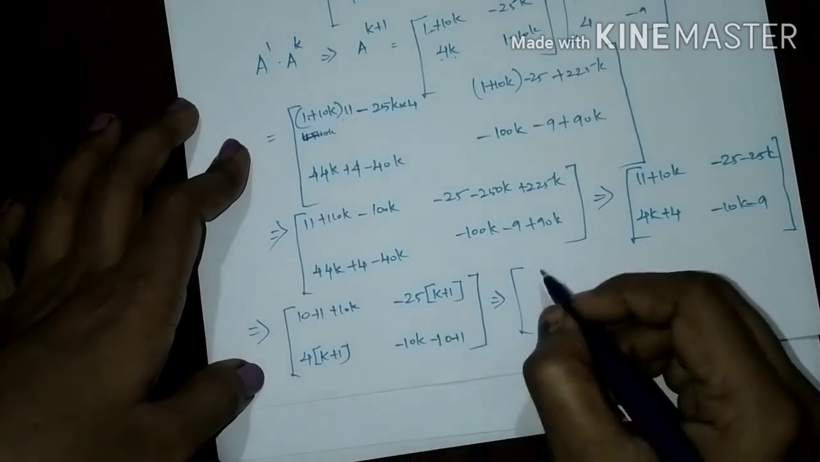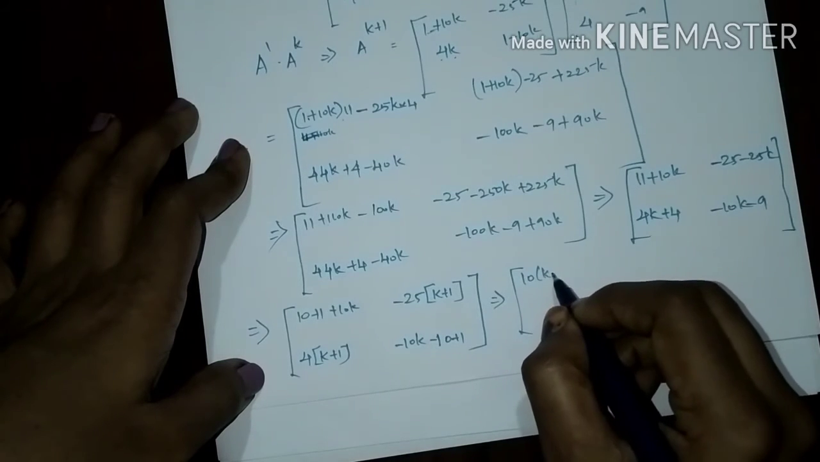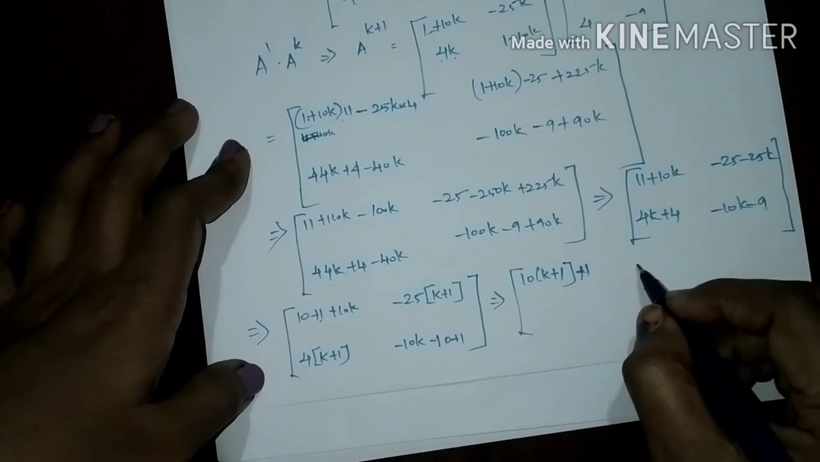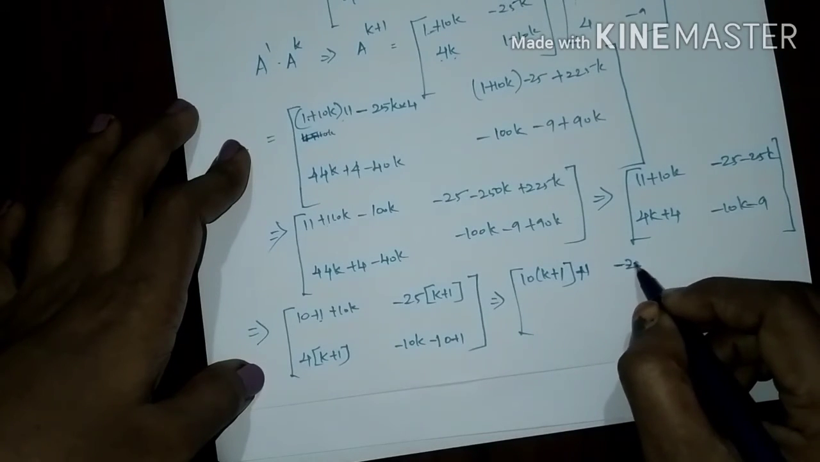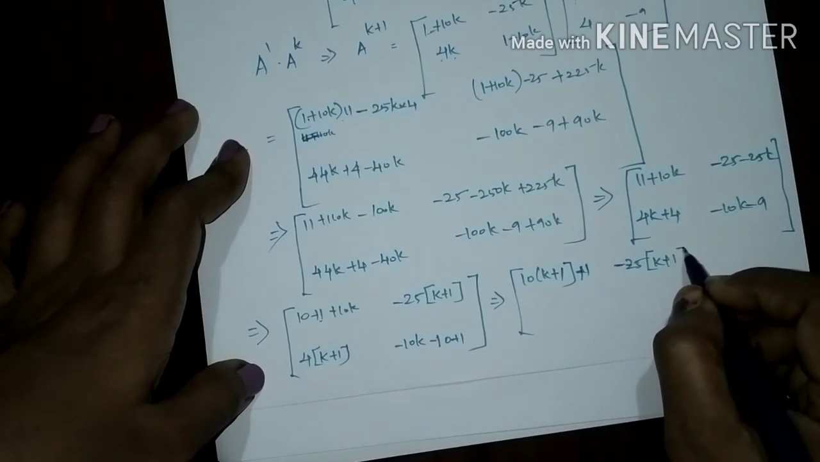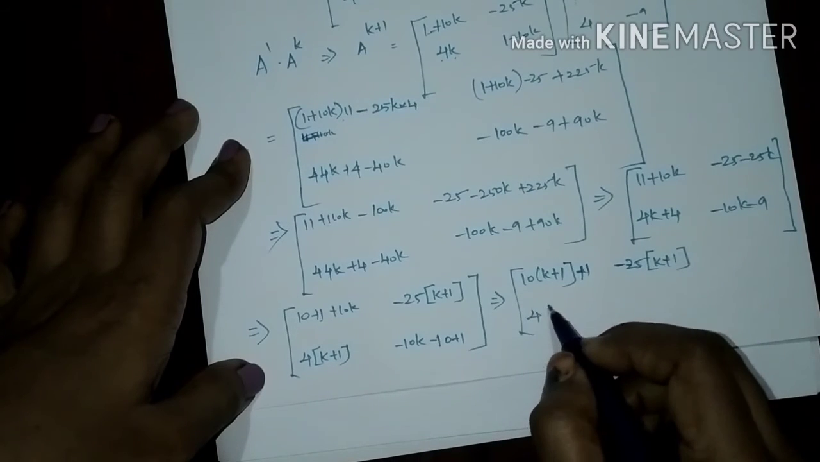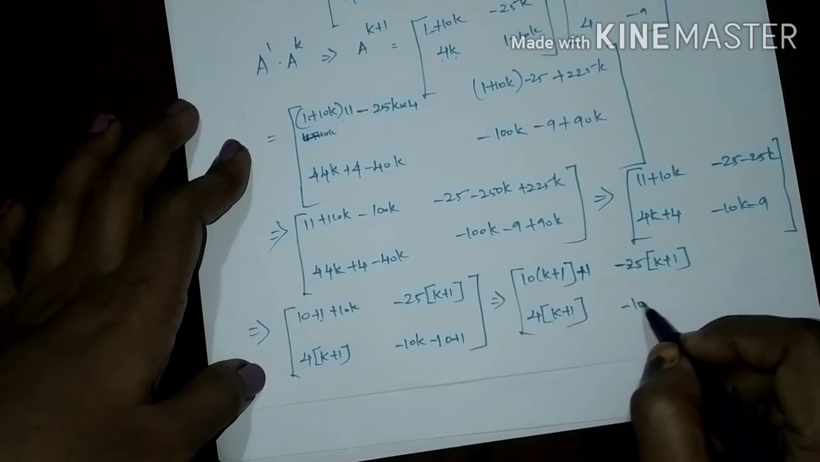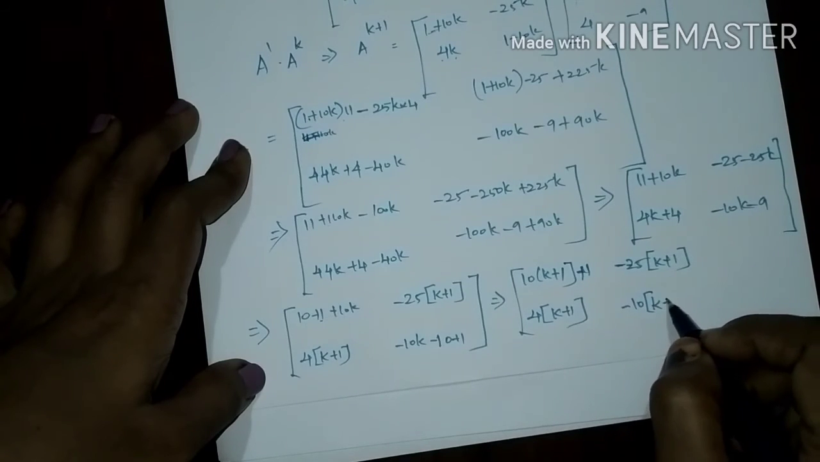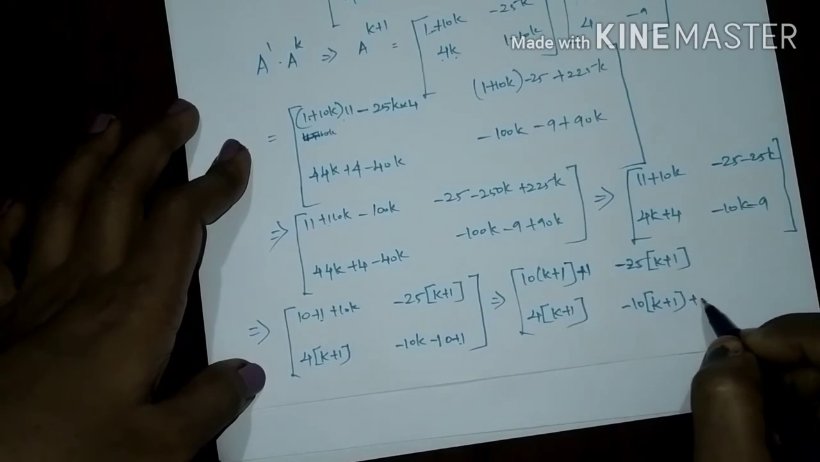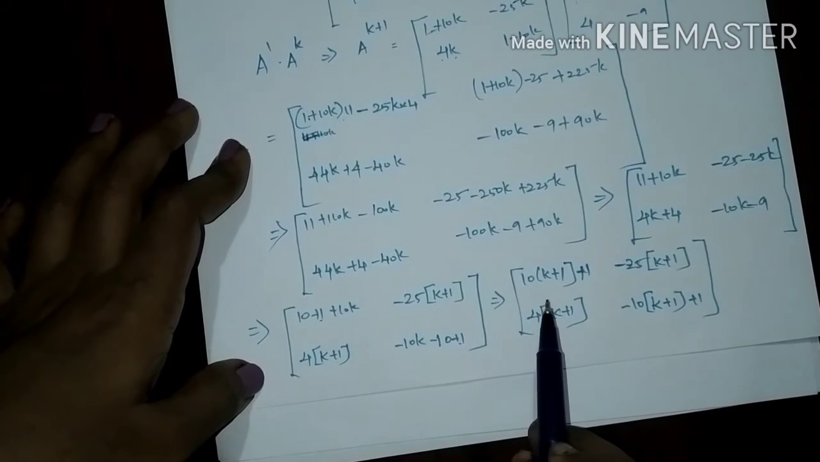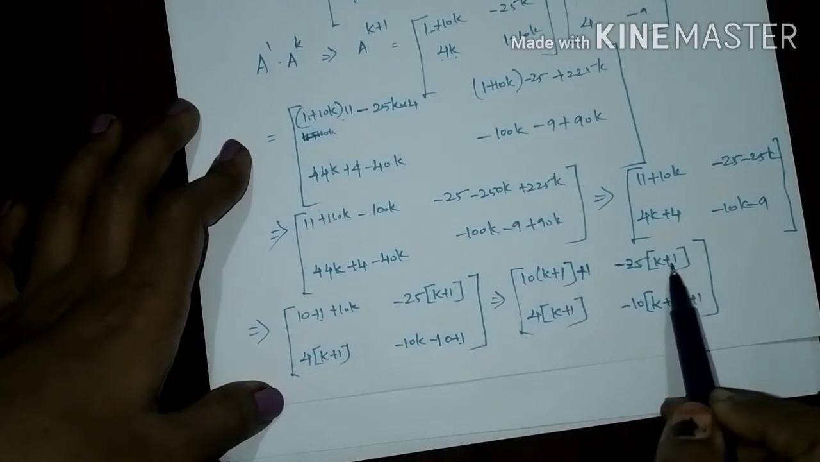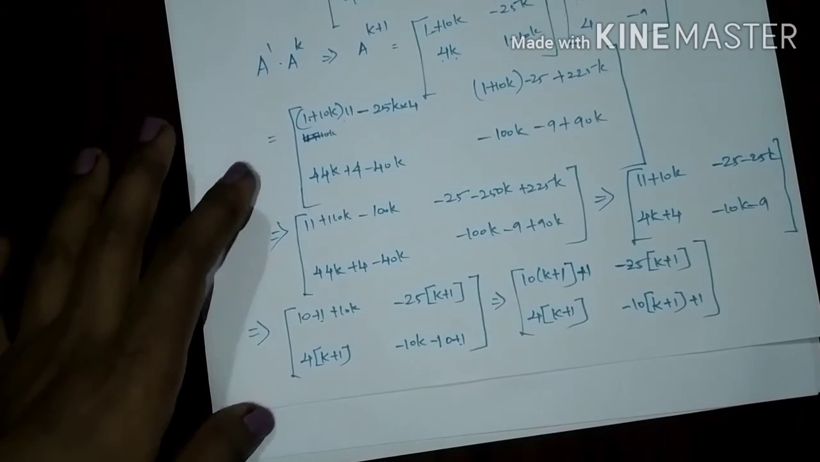Now we can take a 10 common here, 10 into k plus 1, and the remaining 1 is there, so plus 1, minus 25 of k plus 1, and here 4 of k plus 1. Here we can take minus 10 of k plus 1, and 1 plus 1 is here. Now see here, each element has k plus 1, k plus 1, k plus 1, k plus 1, right?